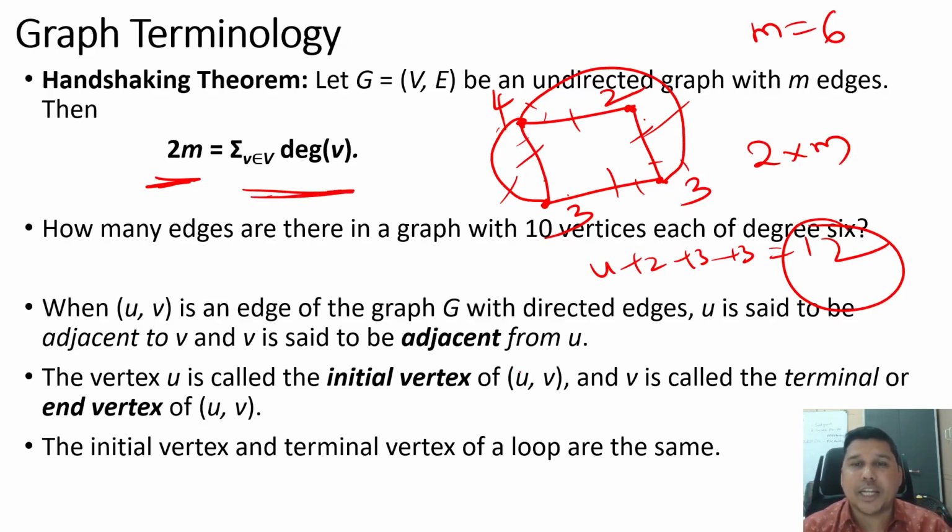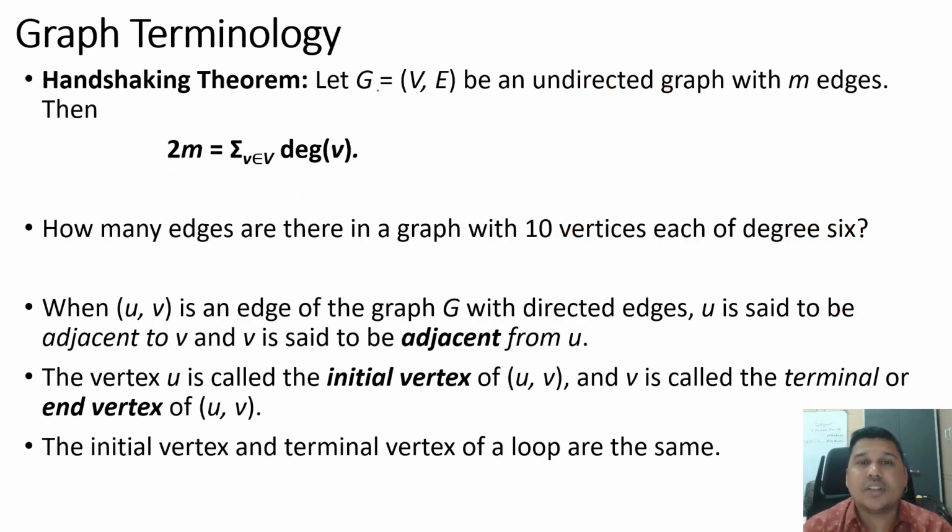That is the handshaking theorem. Okay, the handshaking theorem says that if there is an undirected graph with m edges, then 2 into m will be equal to the summation of the degrees of all the vertices.